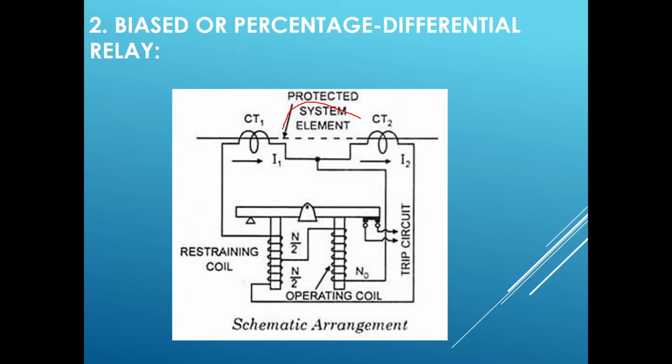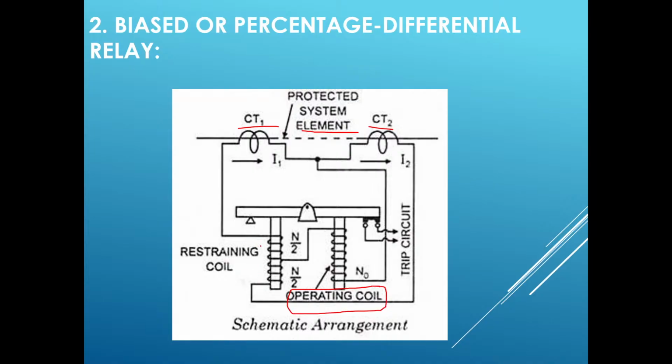This is the element which is to be protected. It can be a generator winding or transformer winding or any bus bar or transmission line. The boundaries of the protection are decided by the location of the CTs. At both ends of the protected element, CTs are connected, CT1 and CT2. And we know across the secondaries, what should be there? Relay operating coil should be there.